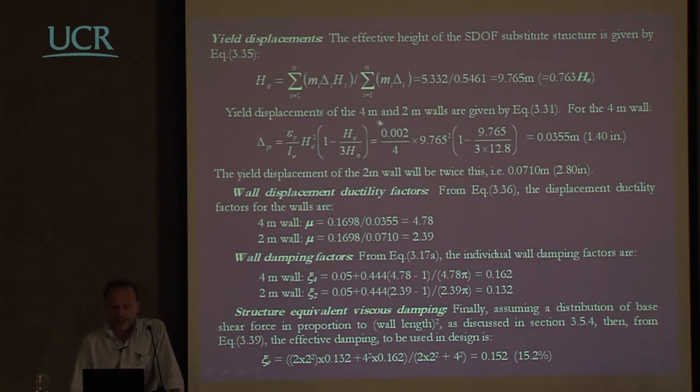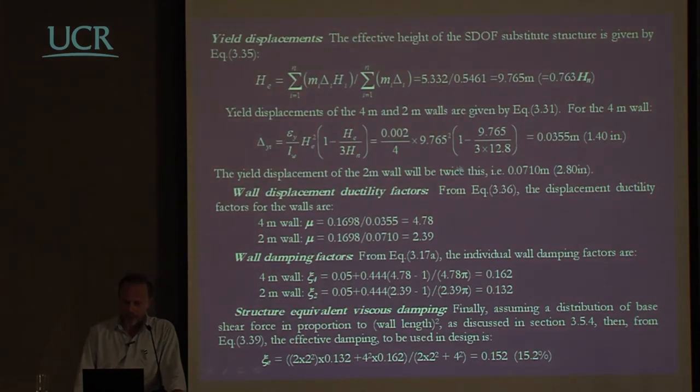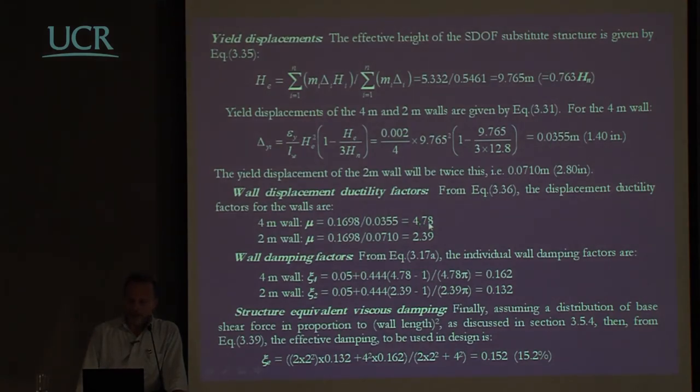Now, if you calculate the yield displacement of the two walls, you will obtain, of course, two different values. This is the equation. The difference for a wall of 4 meters and a wall of 2 meters is this part here. So you will obtain something in the range of 3.55 centimeters for the large wall, and you will obtain two times this because the difference is that you have a 2 instead of a 4 here in this case. Now it is immediate to calculate the wall displacement ductility factor as the ratio of the design displacement and the yield displacement. So this value will be 4.8 in the case of the 4 meter wall and 2.4 in the case of the 2 meter wall.